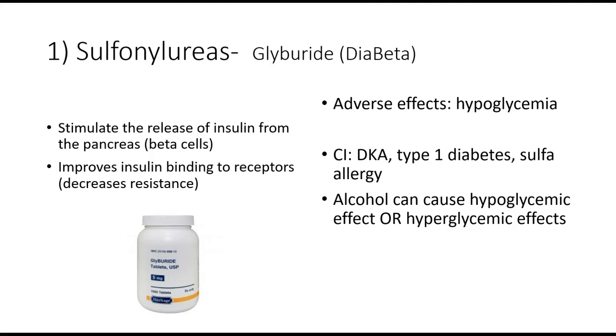Type 1 diabetes, as well as patients that have DKA or diabetic ketoacidosis, are contraindicated for this drug type because the only effective treatment for these two conditions is insulin. They cannot use this drug or any oral antidiabetics for that matter to treat those conditions. They have to have insulin therapy. Alcohol in combination with glyburide can cause either hypoglycemic or hyperglycemic effects in the patient. So it's something to educate patients about.